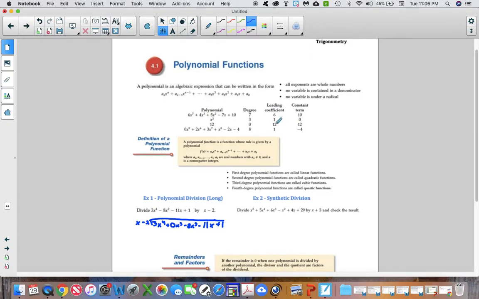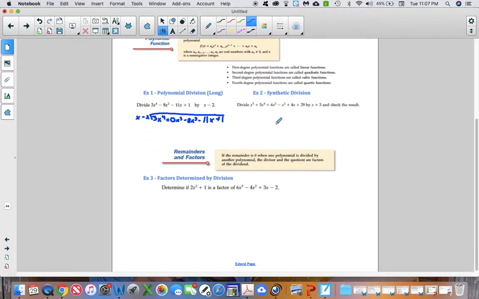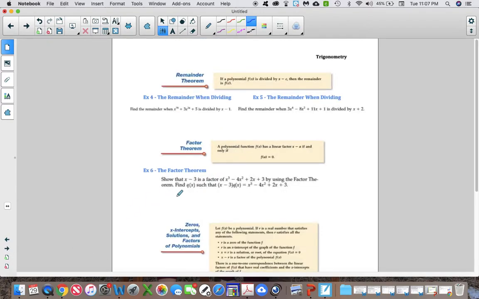Okay, Trig, this is section 4.1. I'm only going to get maybe about halfway through this, but I think I'll stop after, what did I say I was going to stop? Maybe after example 5, I'll stop. That's about halfway through, and we'll finish the rest probably on Friday.